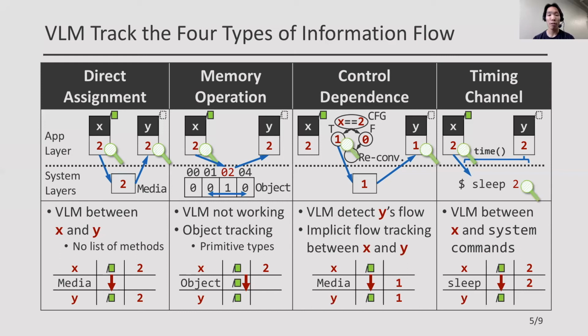Finally, timing channel. To track timing channel flows in the system layers, detecting information flows between the at and the shell commands is essential, which is achieved by VLM. VLM detects information flows from an app to system commands, which are flagged as timing channel if the 3 or 4 command is executed. Up to this point, I have explained how VLM tracks the 4 types of information flows. For more details, please refer to our paper.